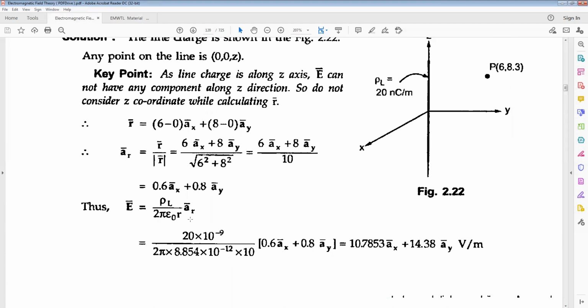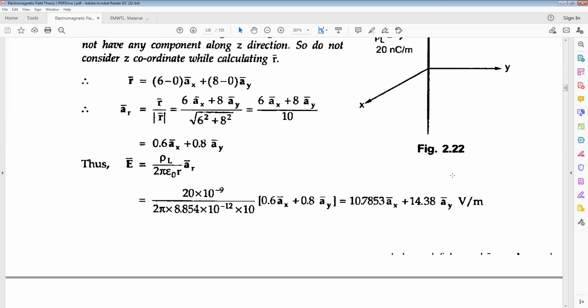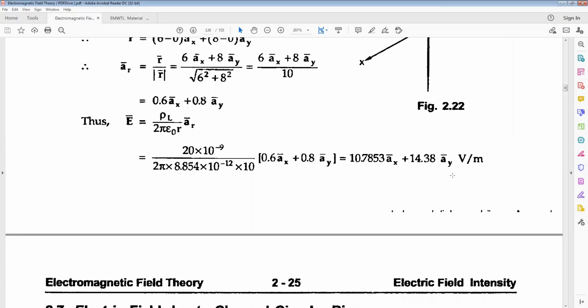So actually, for the normal point charge it is R square to find the electric field intensity. What is it for the infinite line charge? The value is 1 by R. The R is 10. And AR bar is 0.6 ax bar plus 0.8 ay bar. Simplify this function. You'll get the coefficient of ax and the coefficient of ay. Okay, my students. The next example.